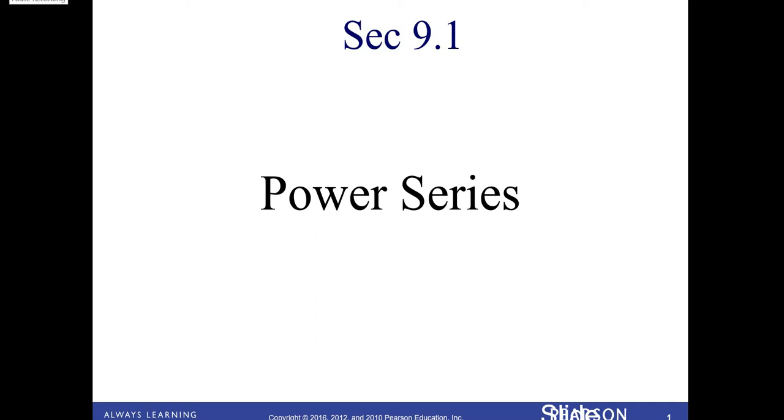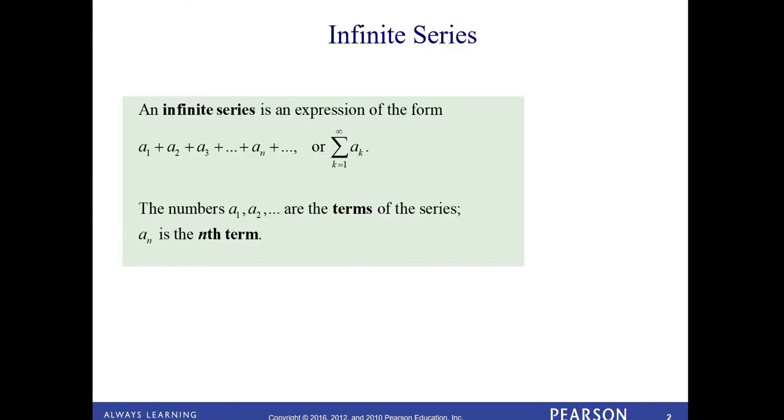Section 9.1 deals with power series. So first of all, what is a series? An infinite series is an expression of the form a sub 1 plus a sub 2 plus a sub 3, etc. Or written in some notation, the sum, that's what sigma means, as k goes from 1 to infinity of a sub k. So we're adding up all of our a values, starting with a sub 1, continuing on through infinity. The numbers a sub 1, a sub 2, etc. are the terms of the series, and a sub n is the nth term.